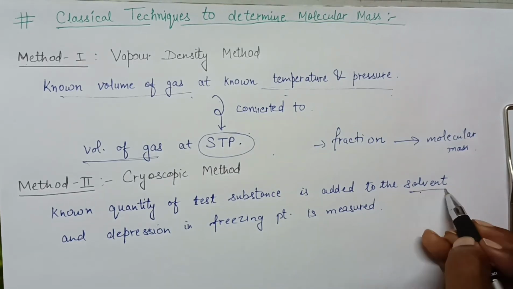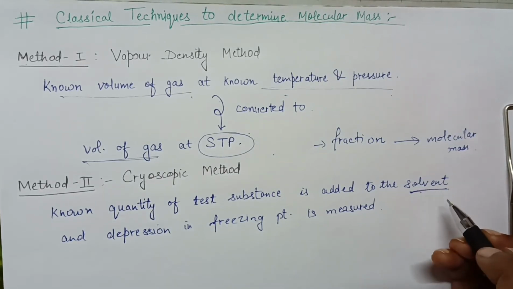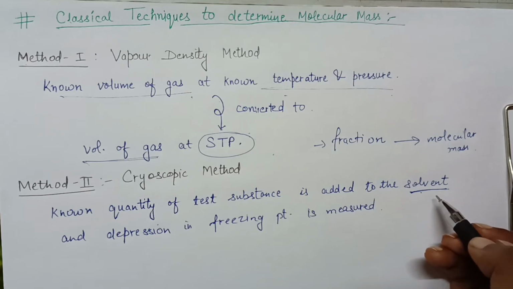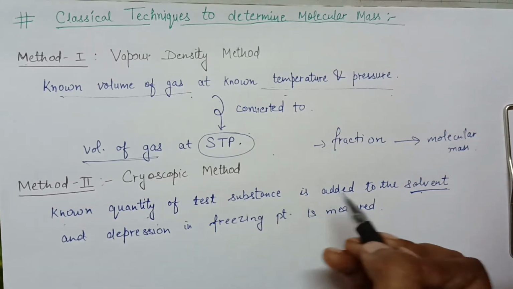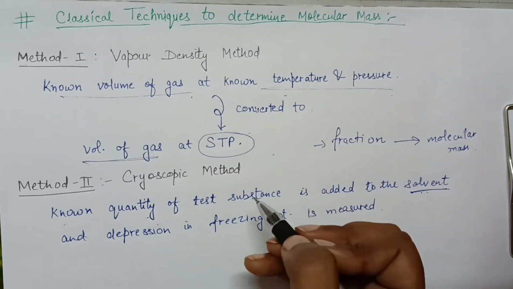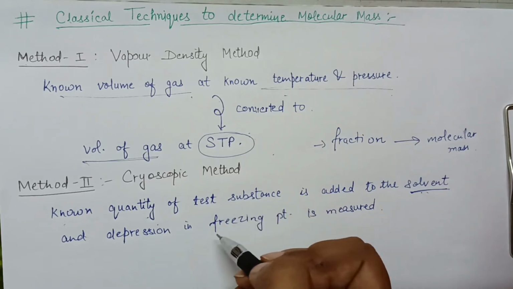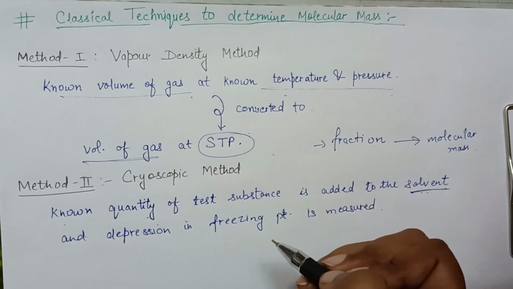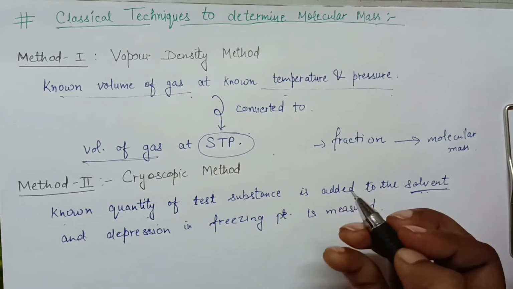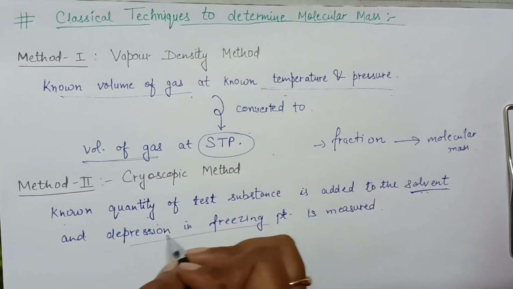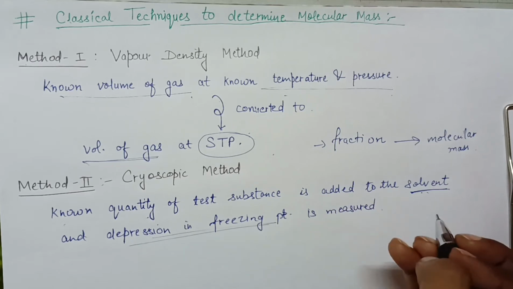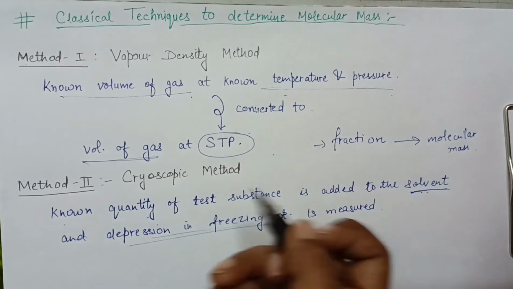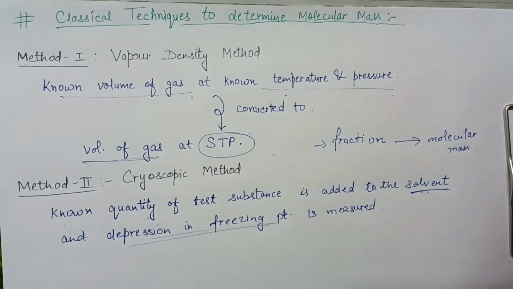Initially, when we have some type of solvent, it has a freezing point. After that we add some known quantity of our test substance to that solvent. Then there will be a depression or decrease in the freezing point of the overall solution. We see the amount of depression in the freezing point of that solution, and from that we calculate the molecular mass. So this is the cryoscopic method.